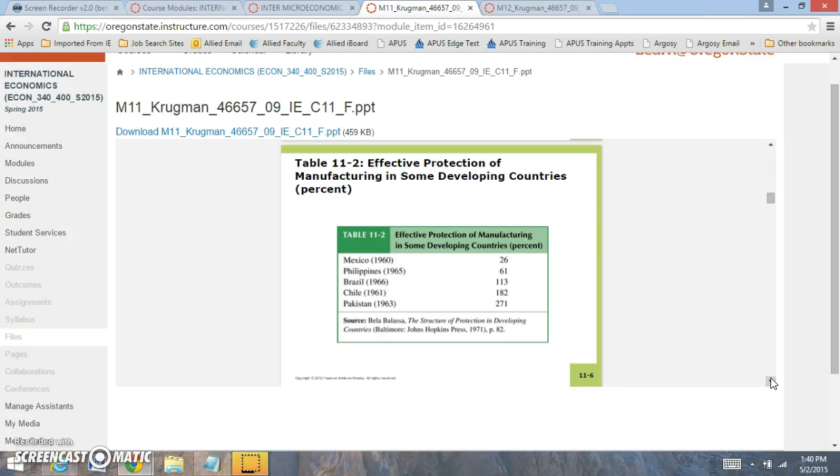Now, when we look at manufacturing in some developing countries, you'll look at effective protection. And protection in these developing countries is very important. Protection allows for industries to stay current.